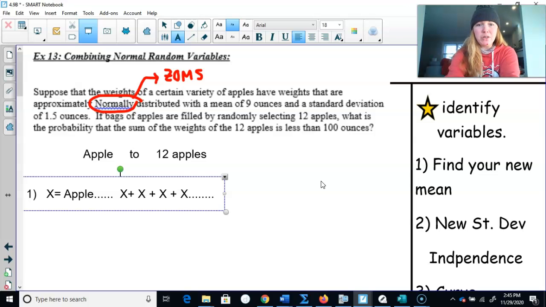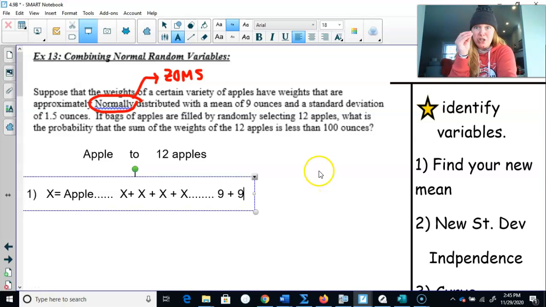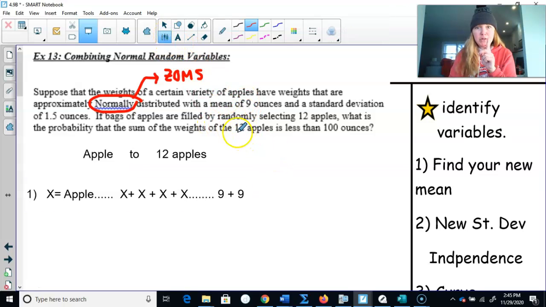Well, I could just go ahead and do 9 plus 9, right? Because an average apple now is 9 ounces. It tells us that right there. But we're dealing now with a distribution that is not talking about 1 apple. It's talking about 12 apples. That's why when we draw our curve, guys, we're not going to put 9 there, because this distribution is about the bag of the apples, and that's 12 apples.